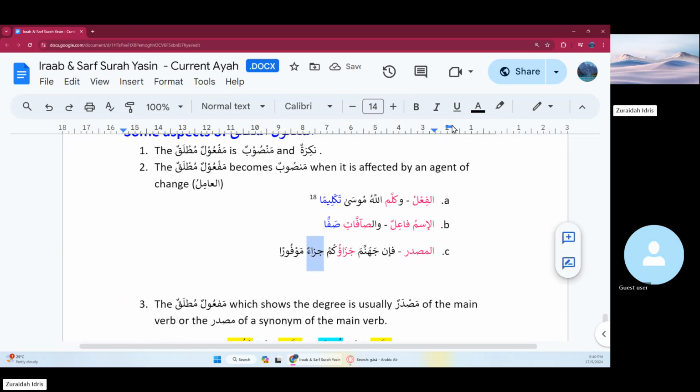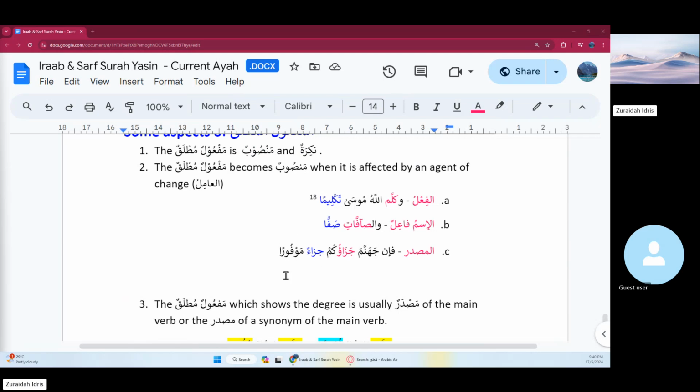And the one in pink is what made it mansub. Yeah, the amil, the agent of change. Do you understand the concept of amil? Yes. Okay, good. I want to ask about mawfura, what is the rule here? Jaza'an mawfura, what do you think it is? This is the same. Yeah, it is the sifah of jaza'an.